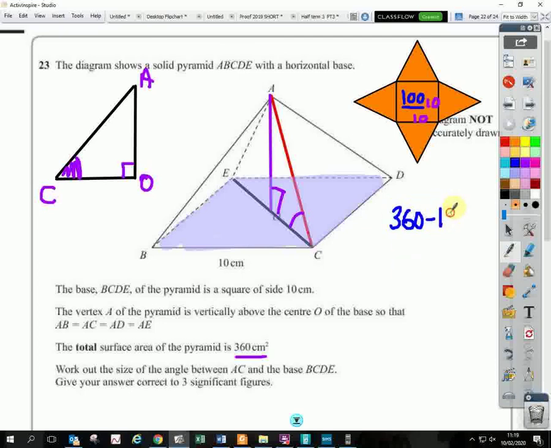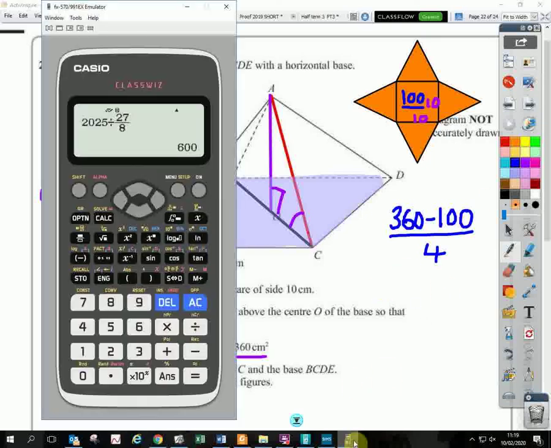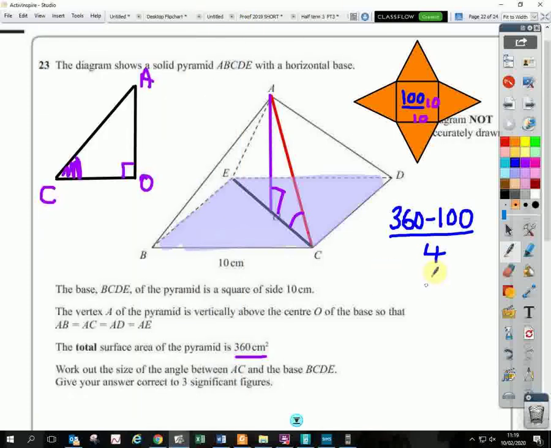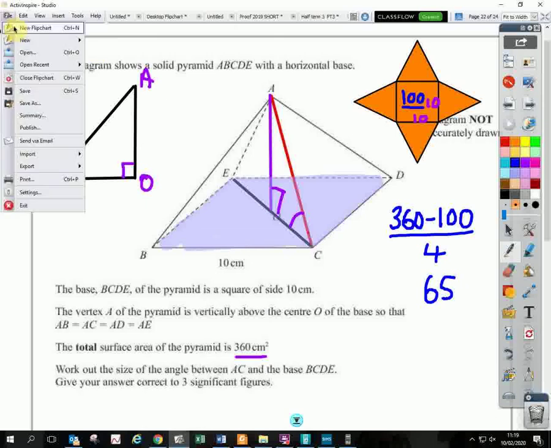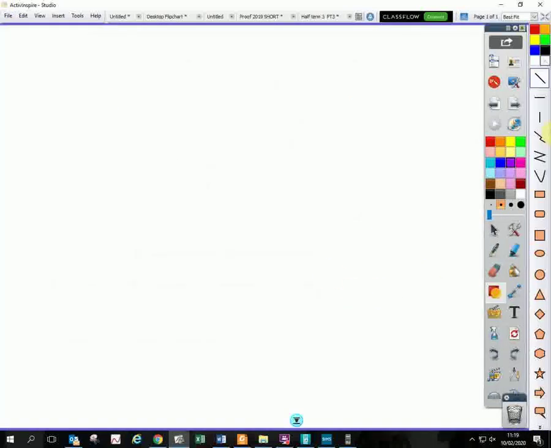So 360, take away 100, divide by 4. And that will work out the area of one of the triangles. So the area of one of the triangles is going to be 360, that's 260 over 4, that's 65. 65 centimeters squared. So let's take a look at one of these triangles then.